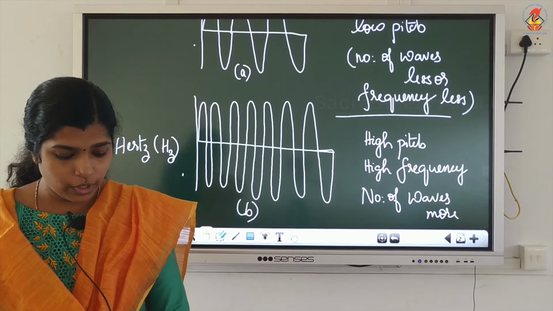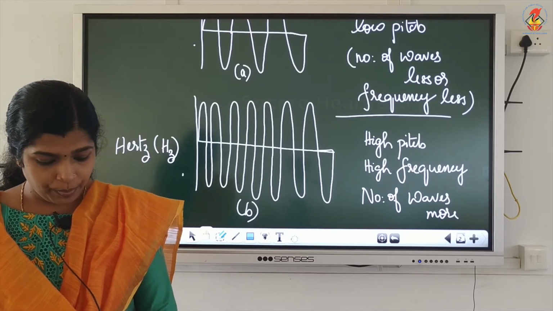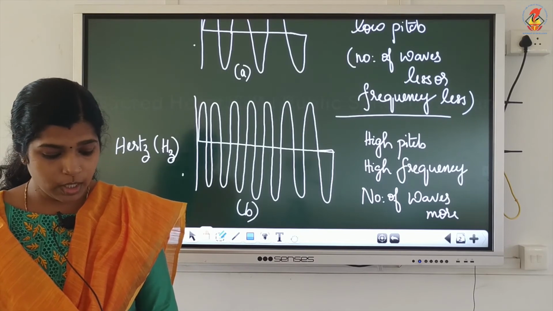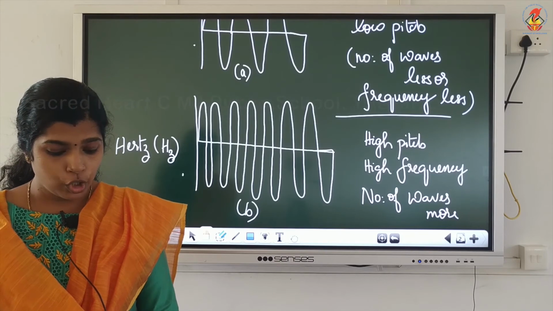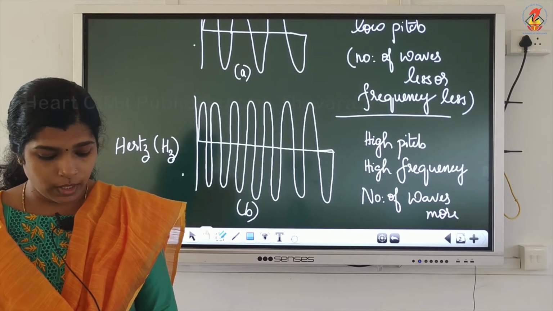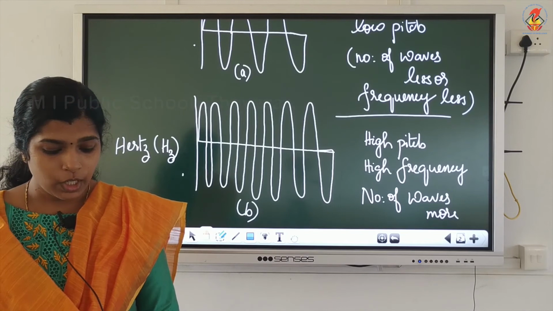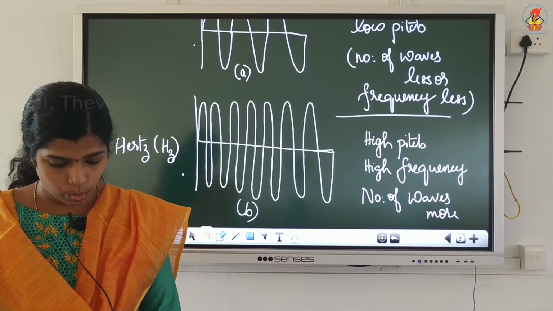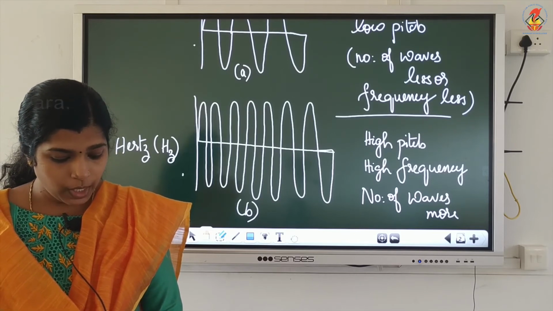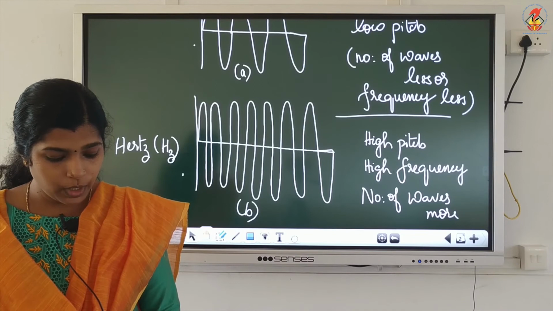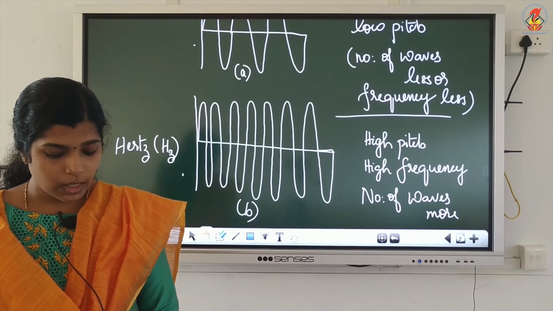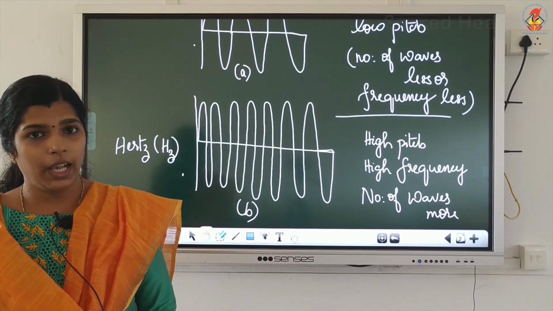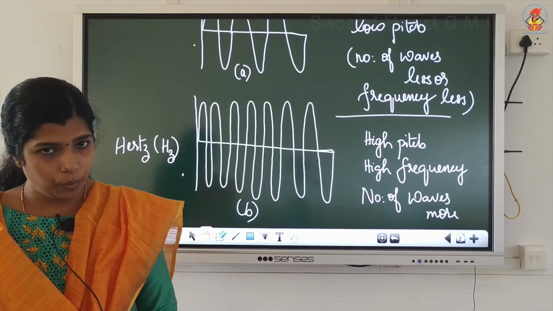The voice of children and ladies is shrill or high pitched as compared to the voice of men. This is because children and women have shorter vocal cords, which vibrate with a high frequency to produce a high pitch sound. The wings of a bee and mosquito vibrate with high frequency, hence the sound produced by them is shrill and high pitched.